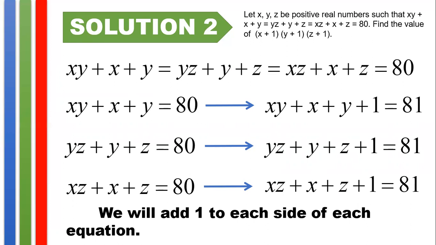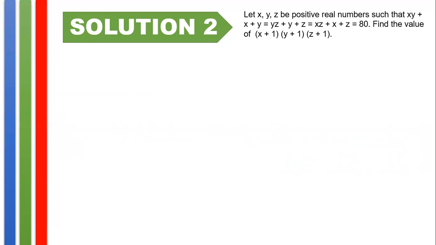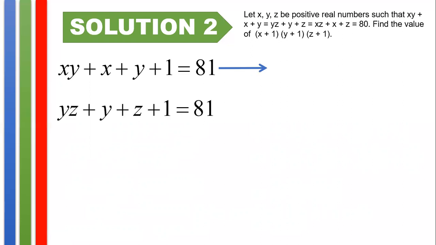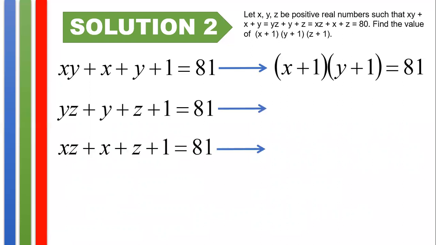And with these three equations, if we have the first equation, we could actually see that the left-hand side of this first equation could be factored to x plus 1 times the quantity y plus 1.